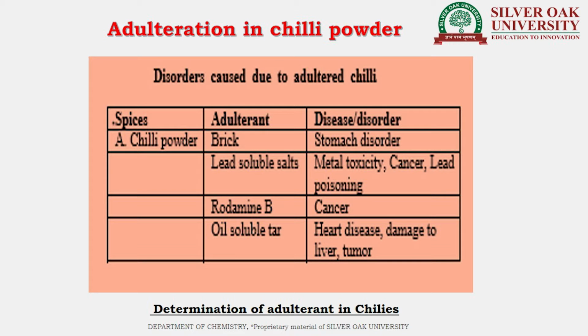There is a table which shows the disease or disorder caused due to adulterants added in chili powder. The first adulterant we can see is brick, which is added to the chili powder and creates stomach disorder. Second adulterant is lead soluble salt, which leads to metal toxicity, cancer and lead poisoning in the body. Third is Rhodamine B, which causes cancer in human health. Oil soluble tar is the fourth adulterant, which leads to heart disease, damage to liver and tumor.